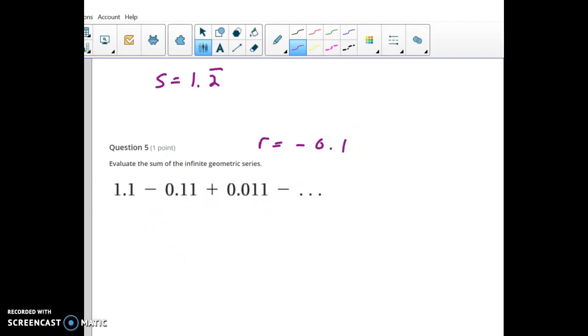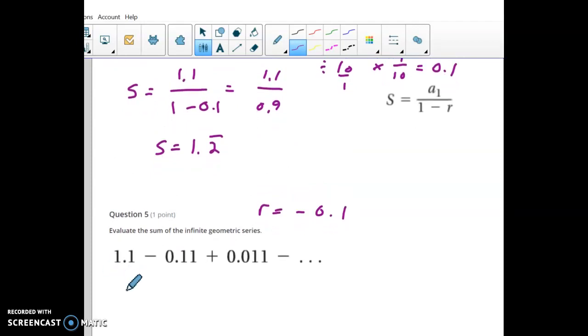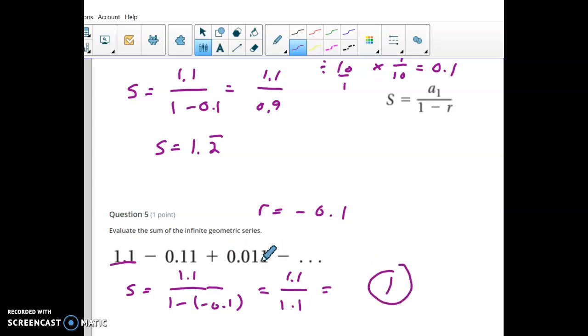So it's the same formula as the last question, and that's actually the same a sub 1. The first term is 1.1, and then you divide by 1 minus negative 1/10. So that denominator is now going to become a plus, and we're going to add those together. So you get 1.1 divided by 1.1, and that will just be 1. So our sum on this one is 1. And again, it has a sum because it is converging, getting closer and closer to 0. Hope that helps.